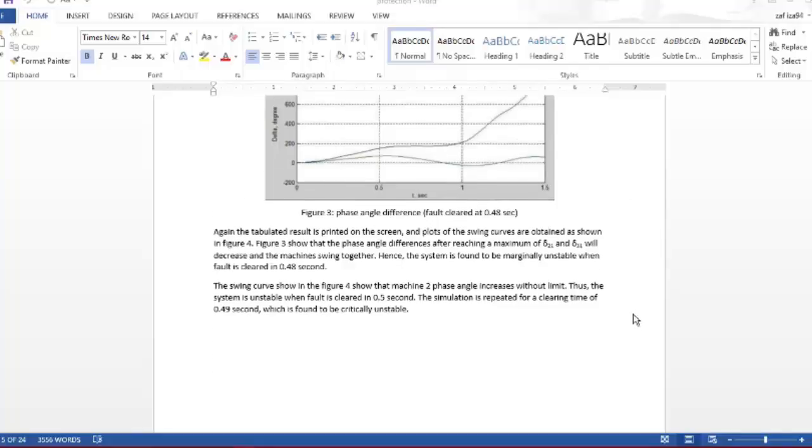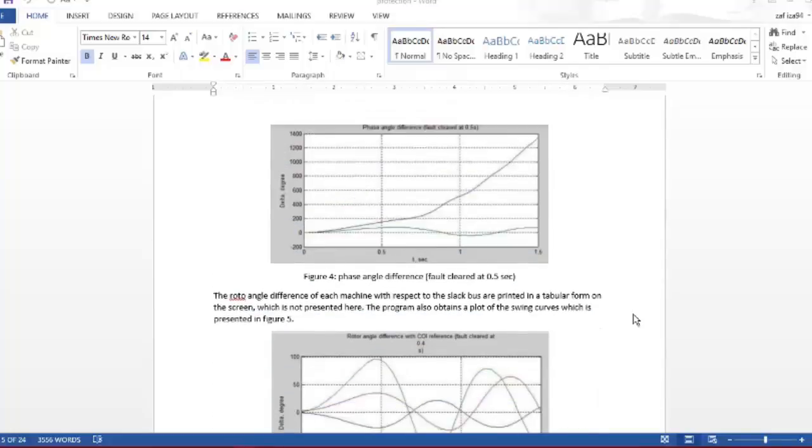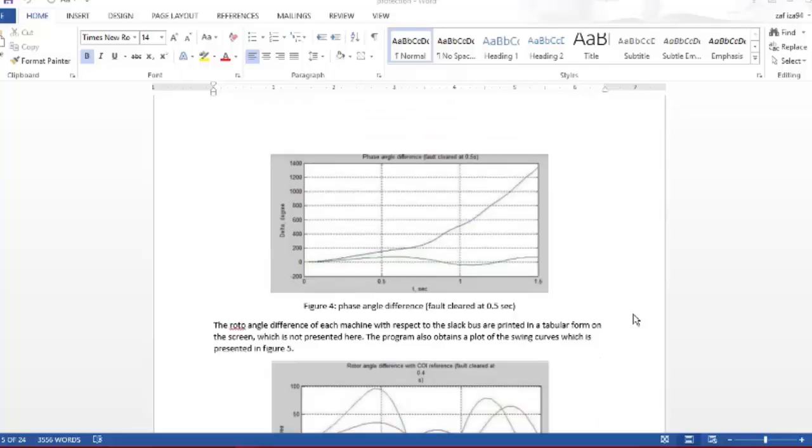The last figure is figure 4 for the phase angle difference at 0.5 second.